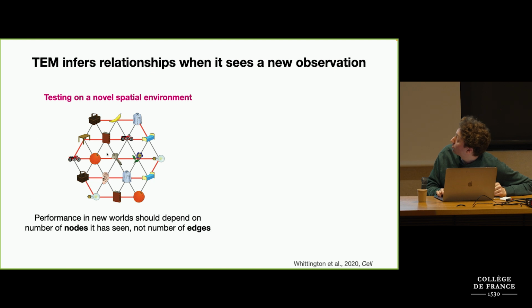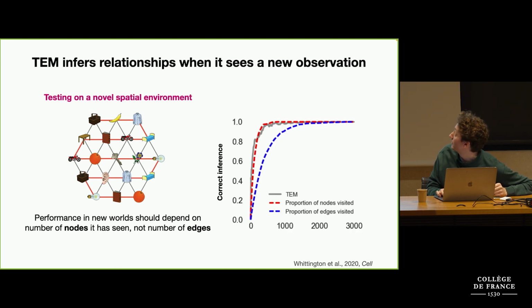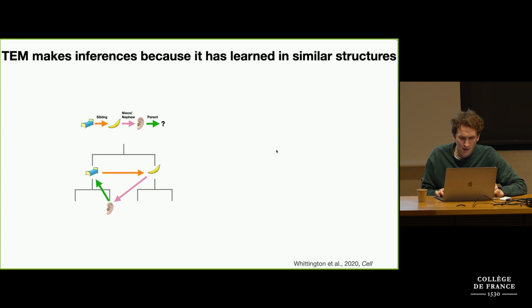So in other words, your performance in any environment should increase with the number of nodes you've seen in this graph, as opposed to the number of edges. And that's exactly what we see. The performance of these machines goes up with the number of nodes you've seen, not the number of edges. And again, it's able to do this because it's seen lots and lots of examples of families or space, and it's learned what the underlying structure is common to all of these families.